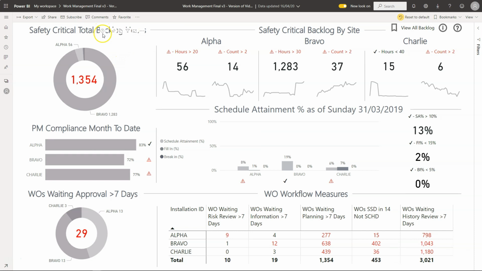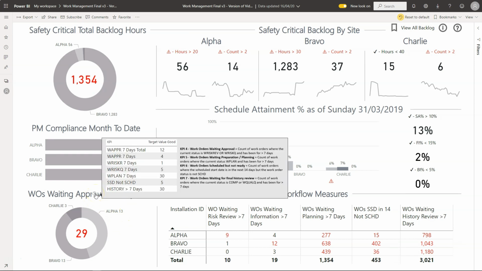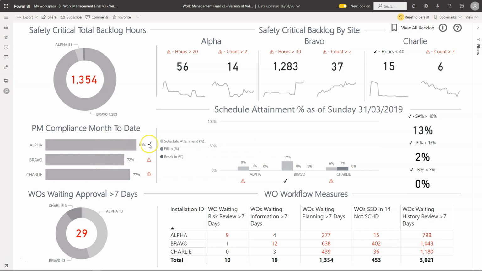Safety critical backlog, and that is what it is. And here's the work orders waiting approval. Now the targets are here. It's important that we show the targets. I've kind of used a couple of different options. This one's got the targets in the actual description. This one here has got the targets when you hover over these. You can see that's a target there.